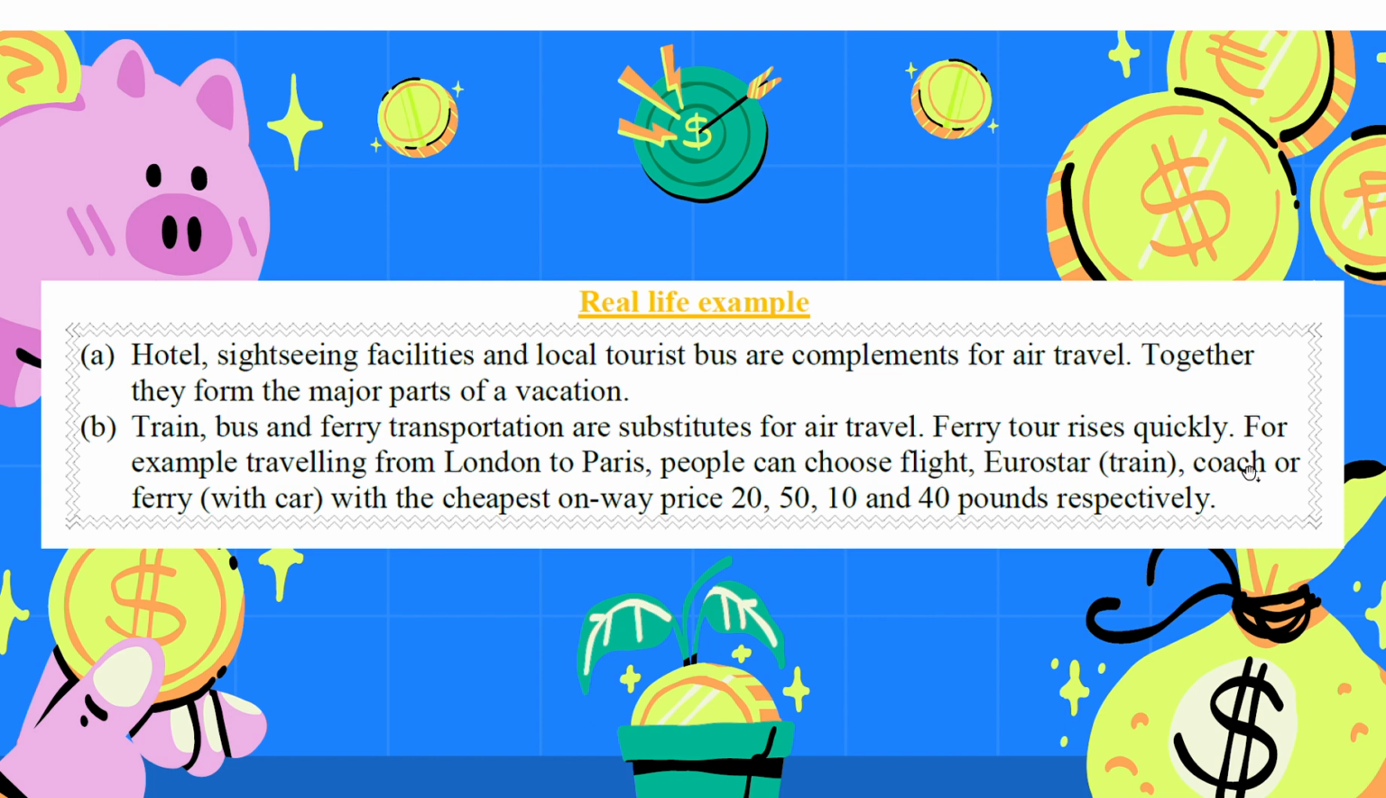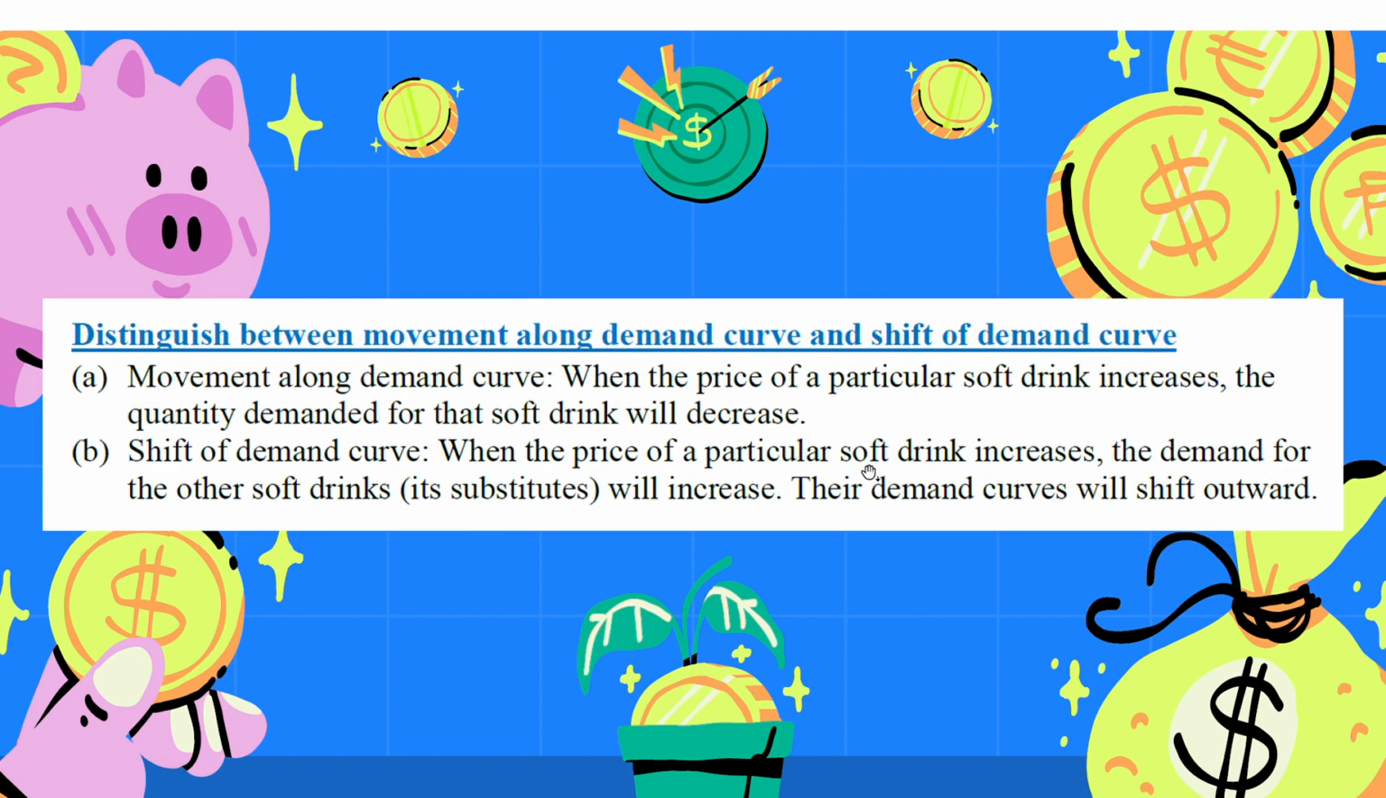And the ferry tour rose quickly nowadays. For example, traveling from London to Paris, they can choose to fly, take the Eurostar train, coach, or go with their car on the ferry. The price is about 20, 50, 10, and 40 bucks, while the Eurostar train is the highest price. I don't know, maybe convenient, right? No need to wait for the flights for 2 hours. You get better luggage.